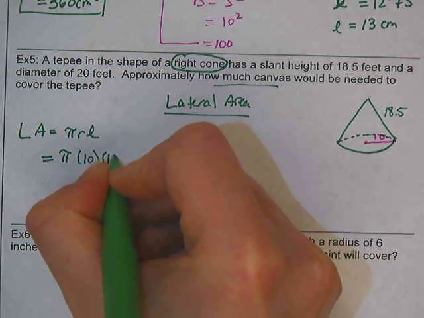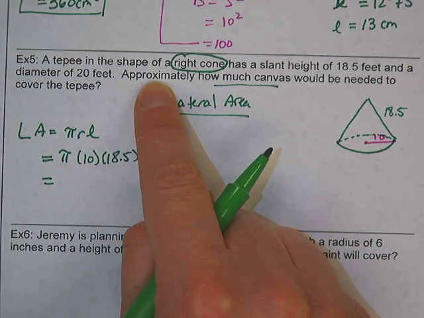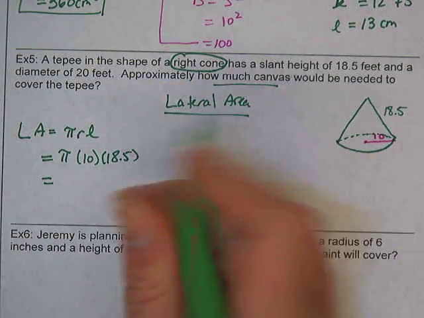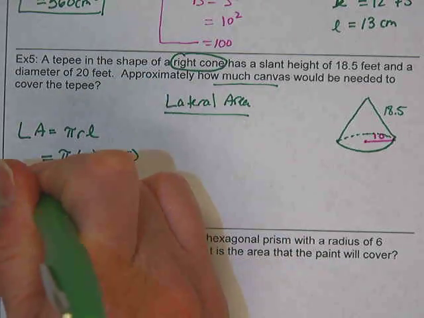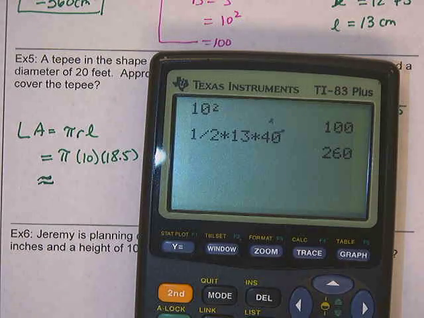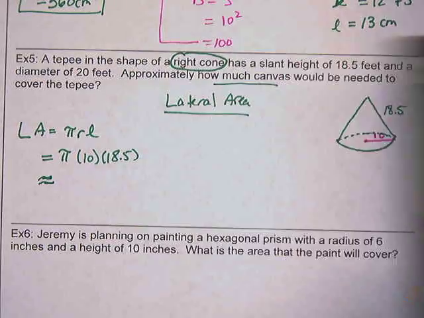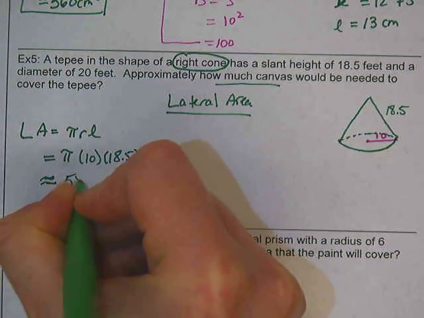So that's pi. We've already decided that the radius is 10. And the slant height, we were told, was 18.5. Now it says approximately how much canvas would be needed to cover the TP. Approximately means I'm going to use the pi button on my calculator, so I want it approximately equal to. So I'm going to have pi times 10 times 18.5.